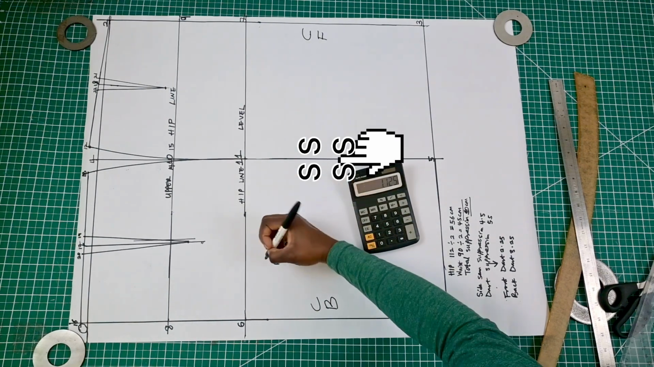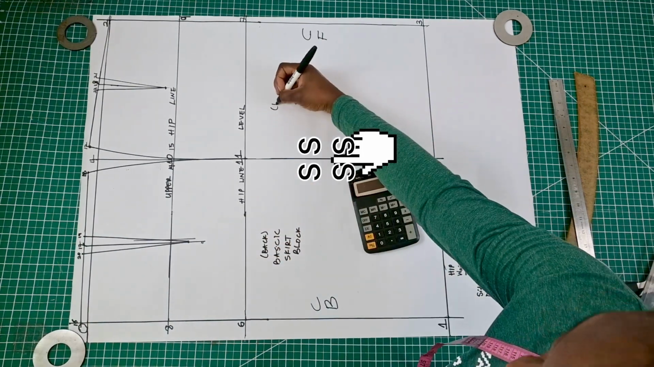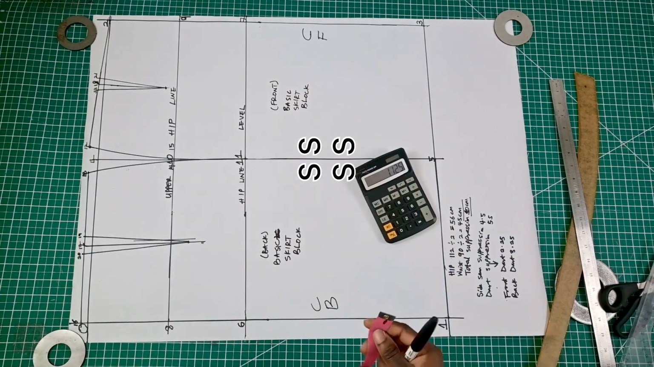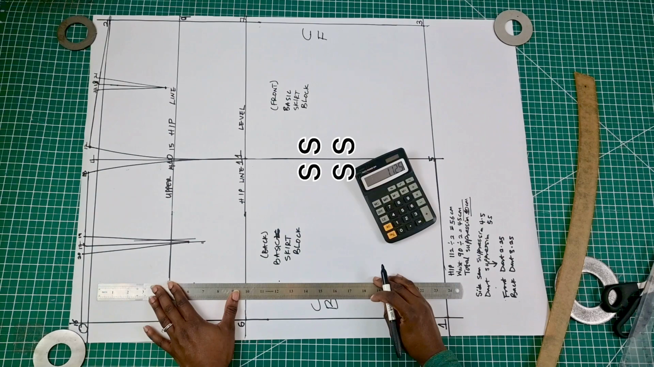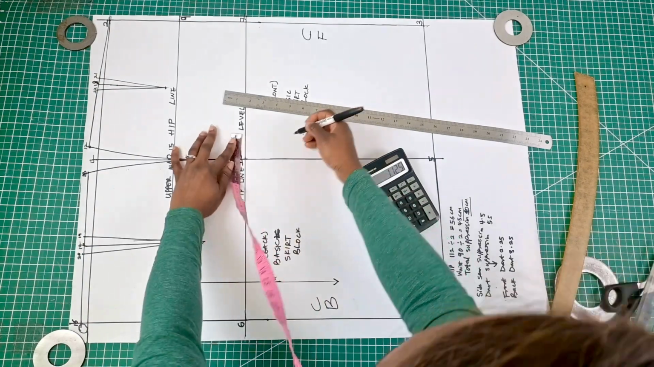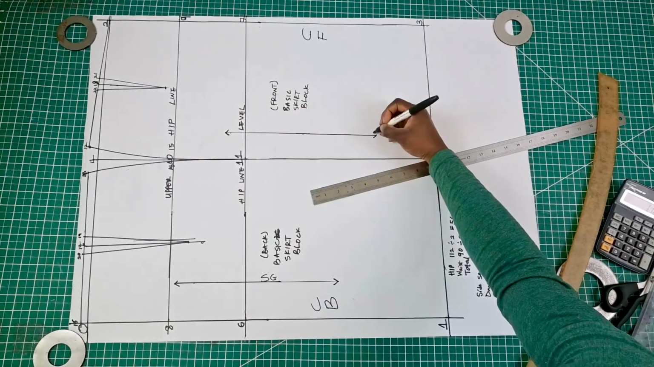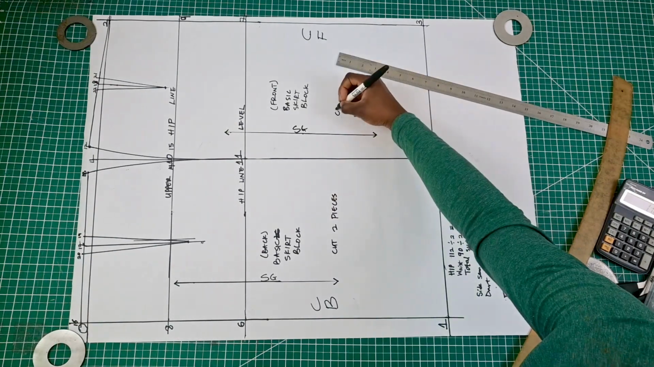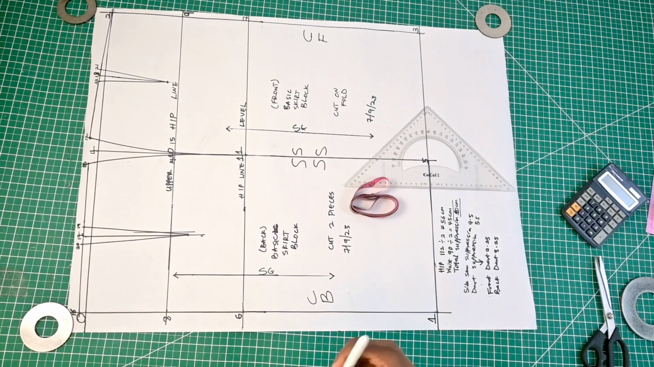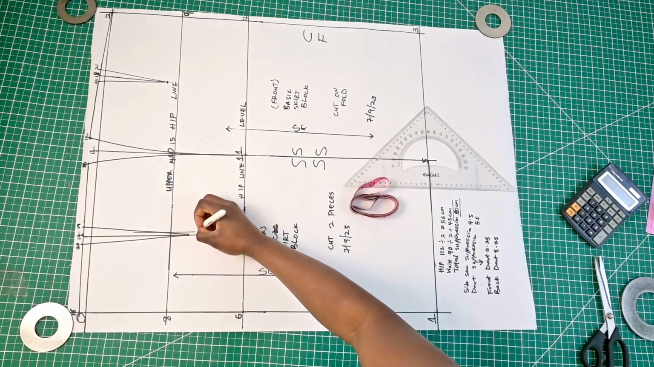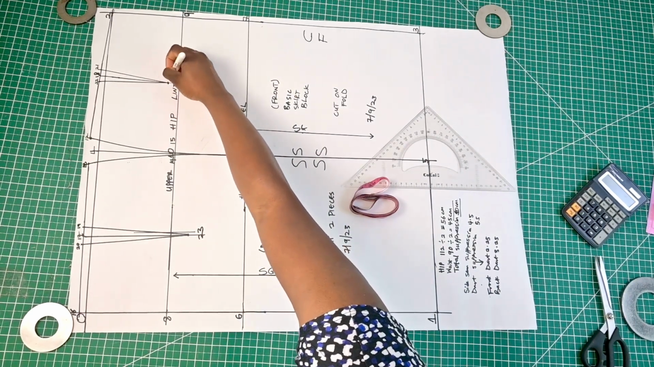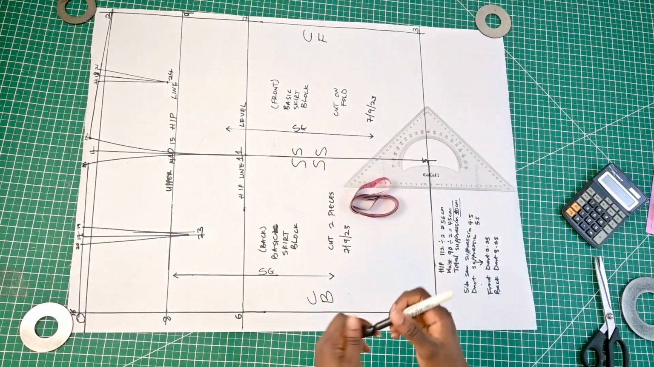I'm just labeling the pattern by writing my basic skirt block, that this is the back and this is the front. But make sure that after you finish labeling, don't forget to put your straight grain line. It's very important. It enables you to know how to place your block or your pattern on a fabric before cutting. So this will be point 23 and this will be point 24. And this is our side seam.